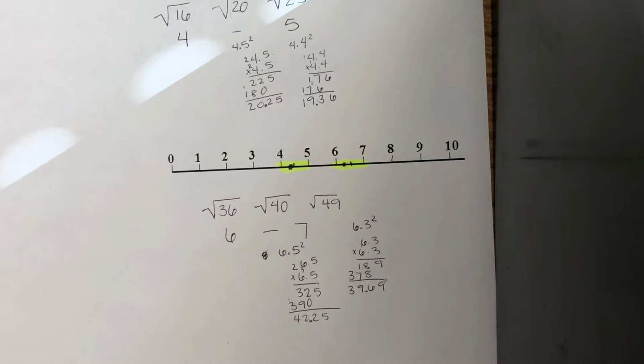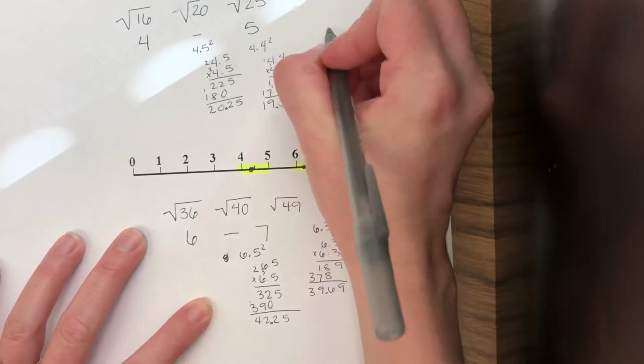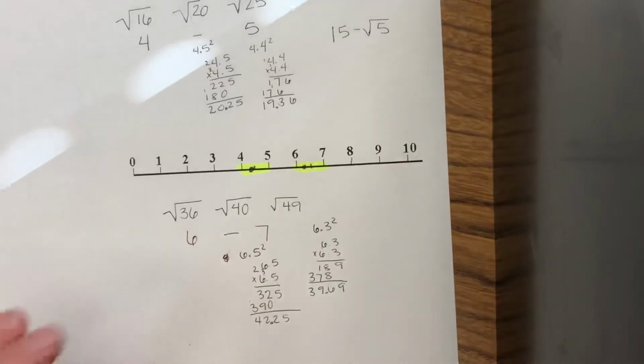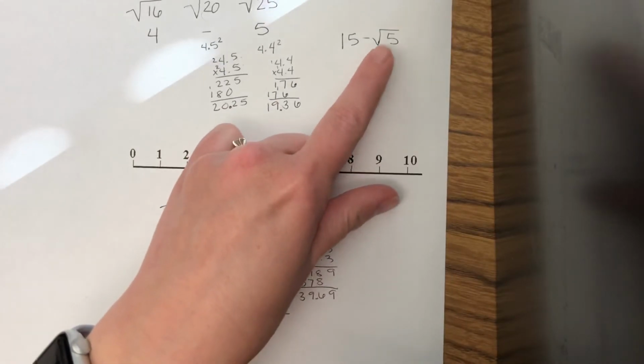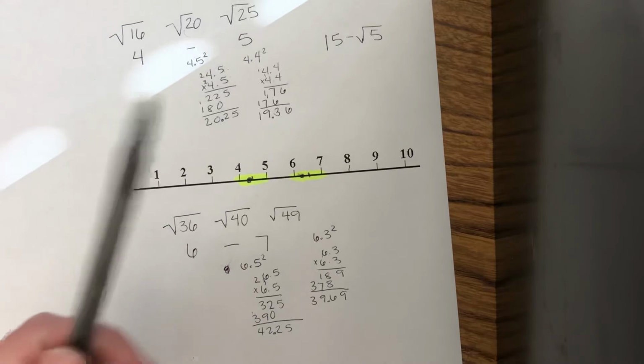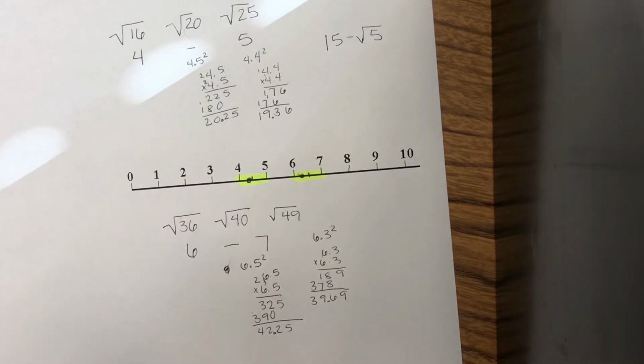So 6.3. Okay. So if it asks you something like find 15 minus the square root of 5, well, the first thing that you're going to have to do is find the square root of 5, or approximately where that is. And then you're going to do 15 minus that to find out where it would be on the number line.